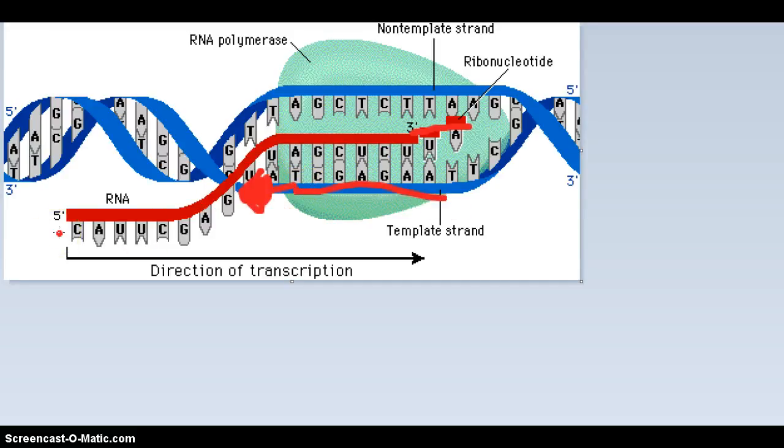So, now let me just clean this up real quick. Now that this has happened, we have an RNA strand right here. And with that, we can now take it and transport it to the ribosomes. And in the ribosomes, that's where we have all the proteins made. As we learned in 9th grade, the ribosomes create all the proteins.